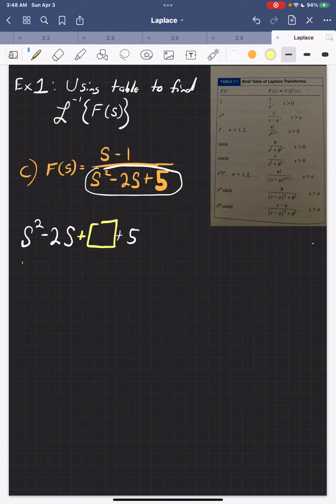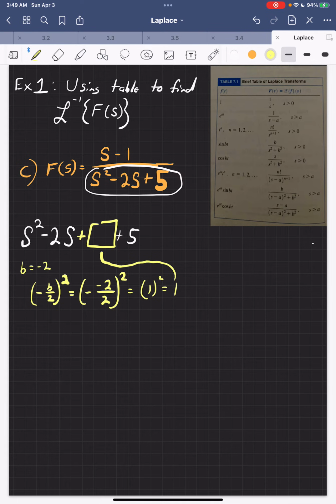Remember that in this case, b is going to be equal to negative 2. So if you were going to complete the square, it would be negative b over 2 squared. That would be negative negative 2 over 2 squared. Let me make sure I do my math right. So that ends up being 1 squared, yeah, equals 1. So you just figured out what to add in order to write it as a perfect square trinomial.